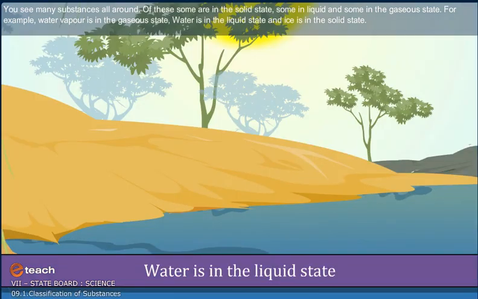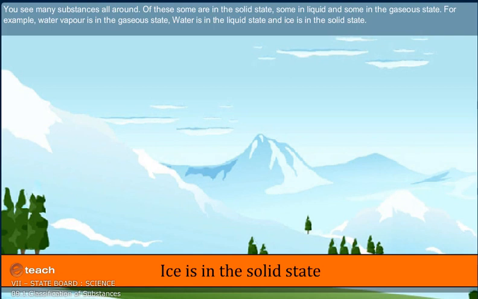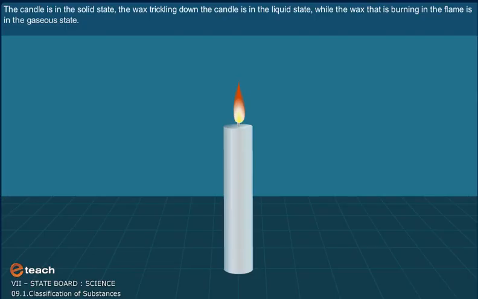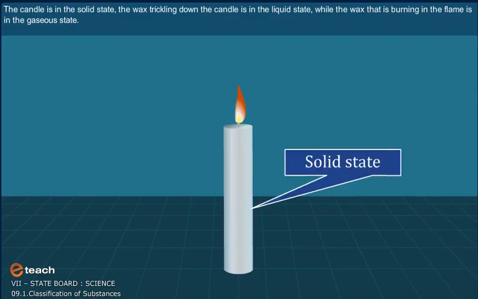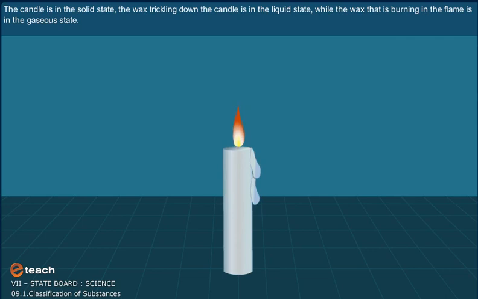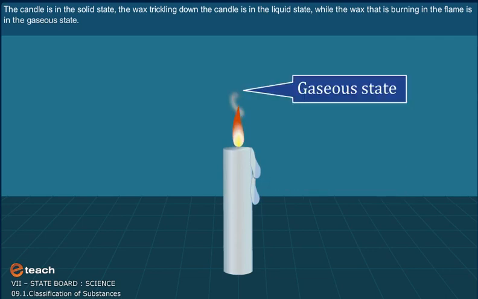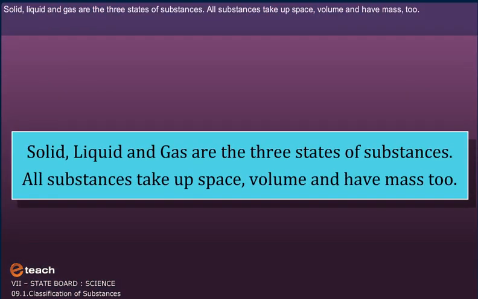For example, water vapor is in the gaseous state, water is in the liquid state, and ice is in the solid state. The candle is in the solid state. The wax trickling down the candle is in the liquid state, while the wax that is burning in the flame is in the gaseous state. Solid, liquid, and gas are the three states of substances. All substances take up space, volume, and have mass too.